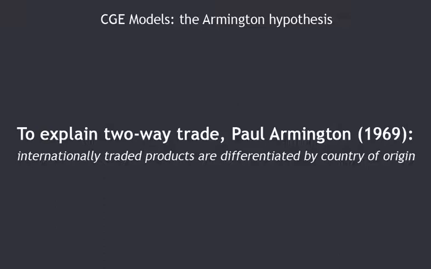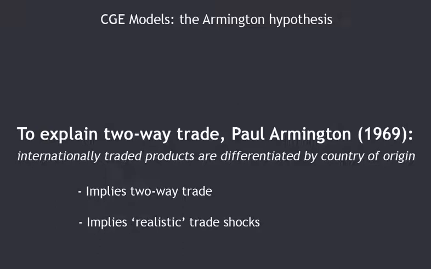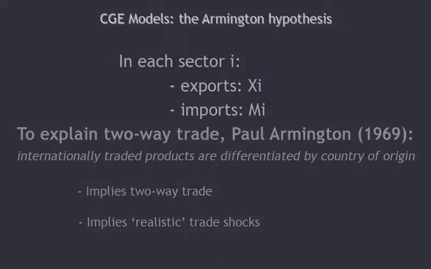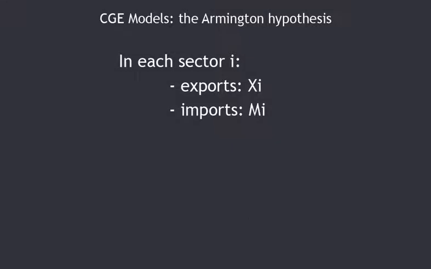And there are two consequences of this assumption. First, it implies two-way trade. So for example, French people buy French cars and German cars, and German people buy German cars and French cars, and so it means that there are exports and imports within the same sector. And the second consequence, which is also important, is that trade shocks are now much more realistic. Thus, we include in our model the Armington hypothesis. Products are differentiated by their country of origin. And in each sector, economic agents can buy products from all origins. And so it means that in each sector, there are simultaneously exports and imports.